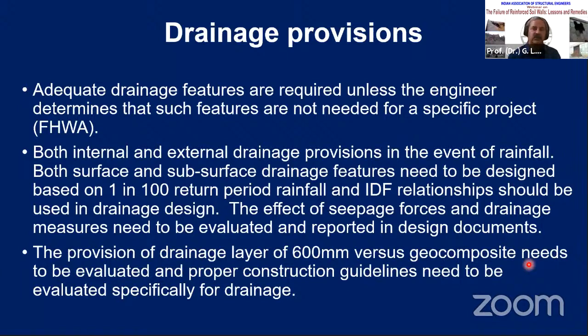Then the geocomposite, I just mentioned this, the 600 mm drainage layer versus geocomposite needs to be evaluated properly. For example, somebody was mentioning to me that they used a loamy material next to the geocomposite, and it got clogged. If it gets clogged, I think the geocomposite doesn't work. So you have to see the conditions under which those things perform better.